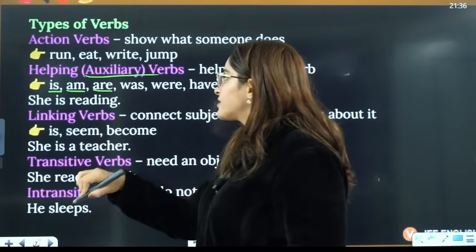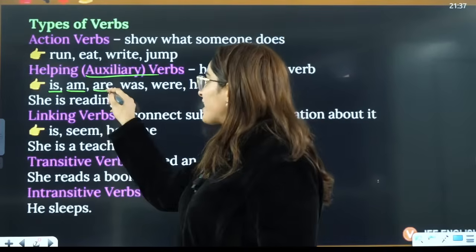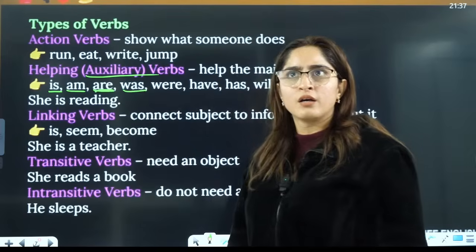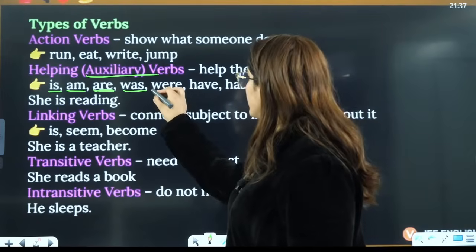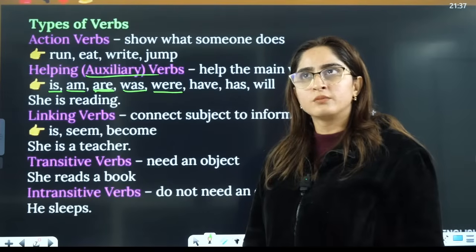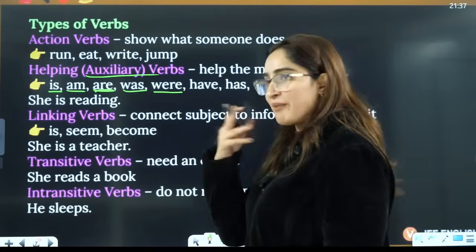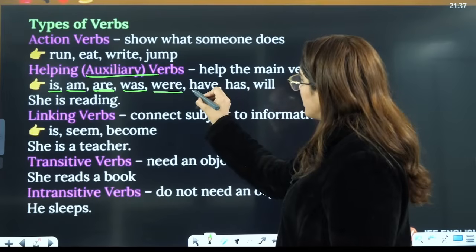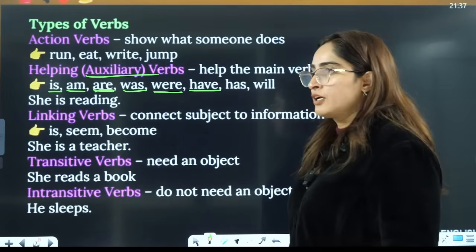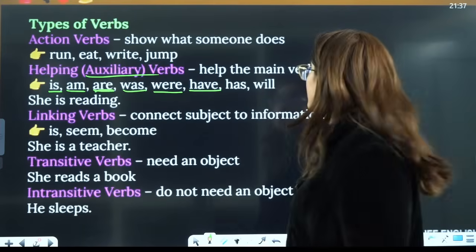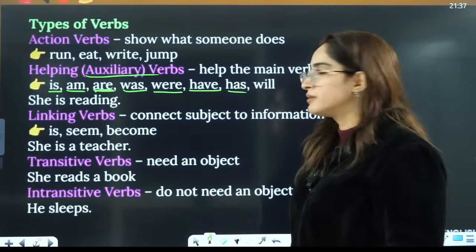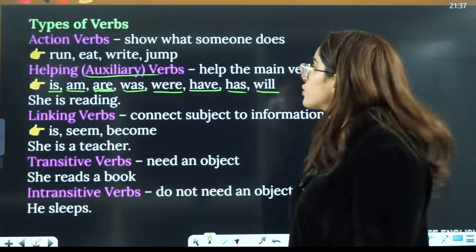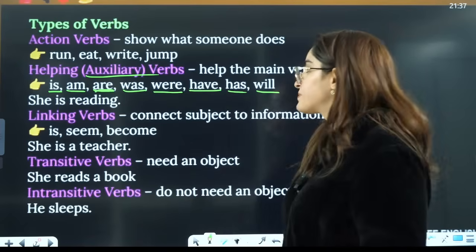You are happy. You are reading. I was studying. I was eating. You were reading a book. That's what we do. You have a car, possession. He has a car. I will go to their house. So these are auxiliary helping verbs.